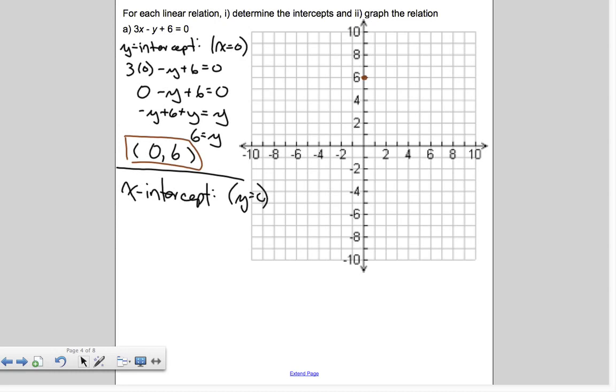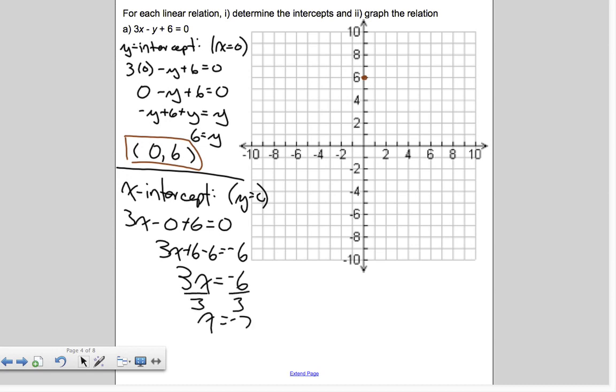So here we're going to plug in y is equal to 0 in our equation. So we've got 3x minus 0 plus 6 is equal to 0. Well, the 0 goes away, so we just got 3x plus 6 is equal to 0. And then subtract 6 from both sides, because that just leaves me with 3x on one side, divided by 3. So I get x is equal to negative 2. Okay, so what is my coordinate point though?